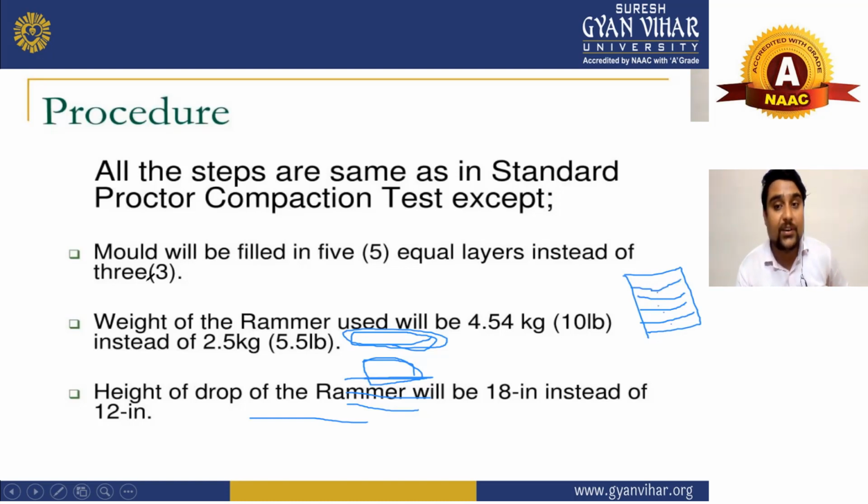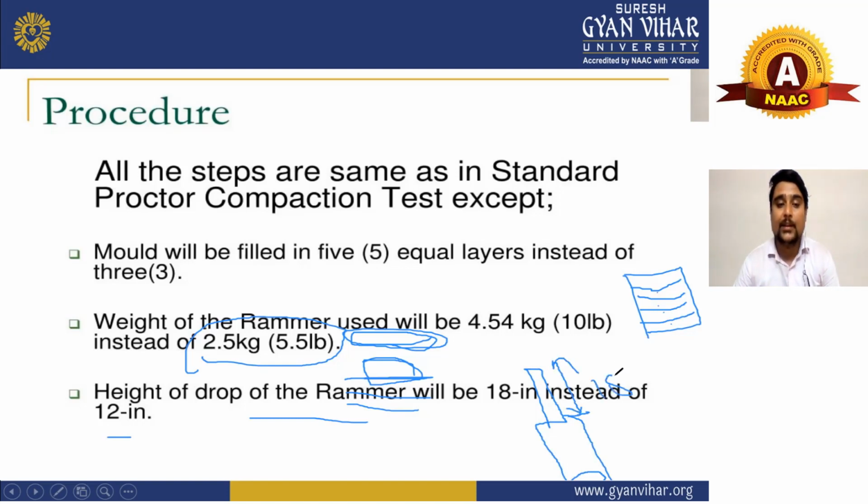You have to fill the soil in 5 layers instead of 3, and the weight of the rammer used will be 4.5 kg, 10 lbs, instead of 2.5 kg. You have to use the heavier rammer for the compaction of these 5 layers. And the height of drop of the rammer will be 18 inches instead of 12 inches.